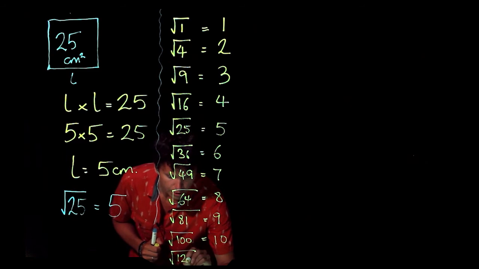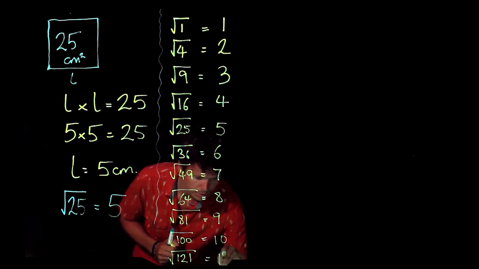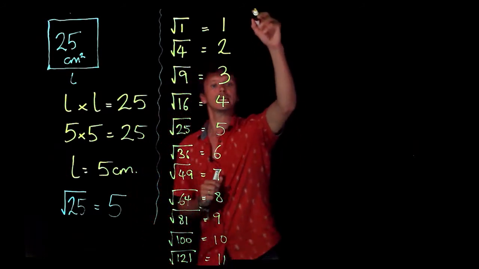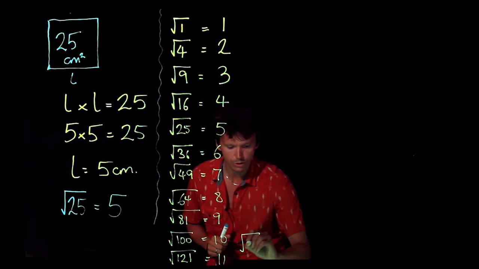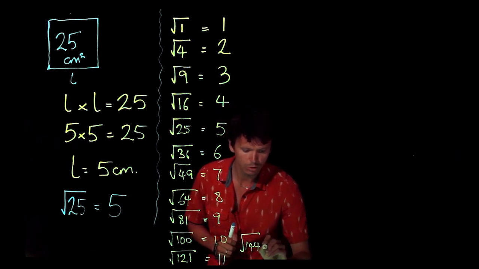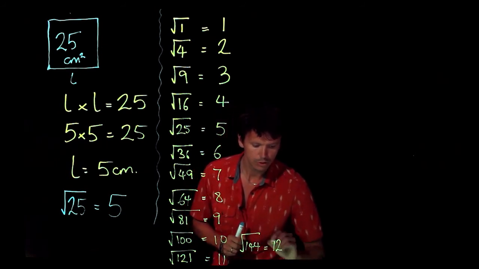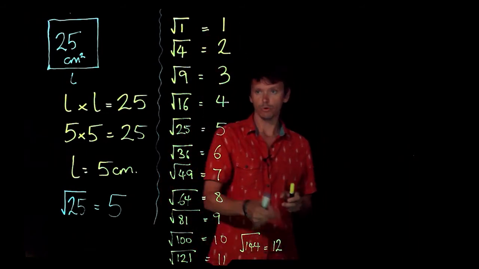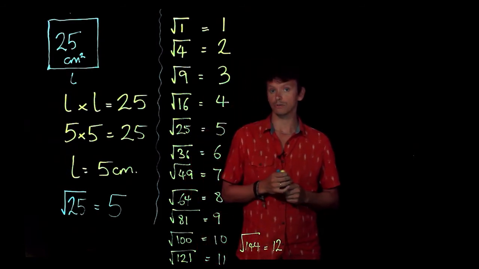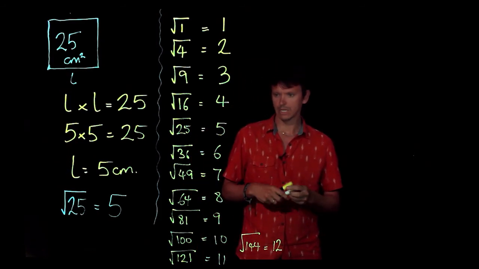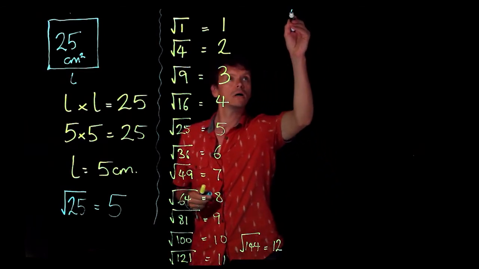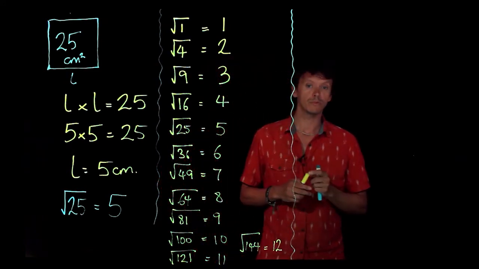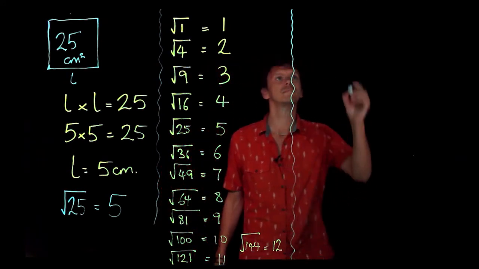The square root of 121 equals 11, because 11 times 11 equals 121. And finally, I'm going to write this one just here, the square root of 144 equals 12. And certainly up until this level, you would be expected to have that sort of recall of those number facts. Okay, but let's have a go at putting these into some use and look at the sort of problem that you might face in an exam.